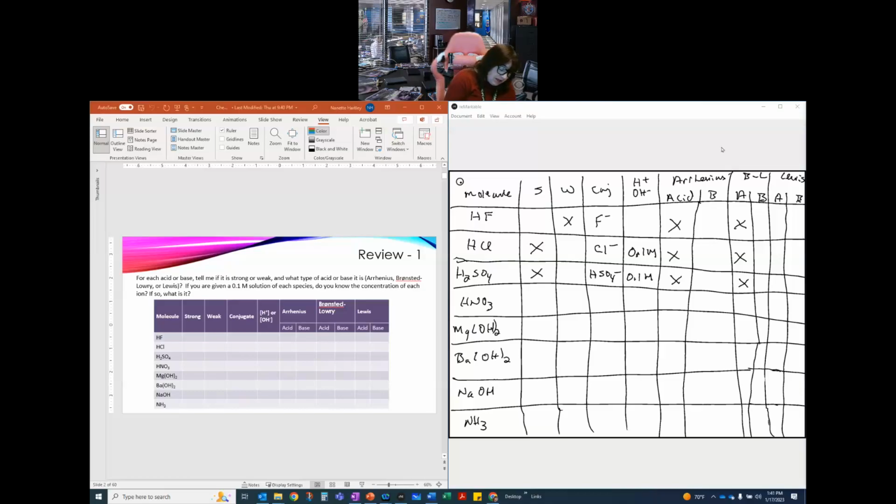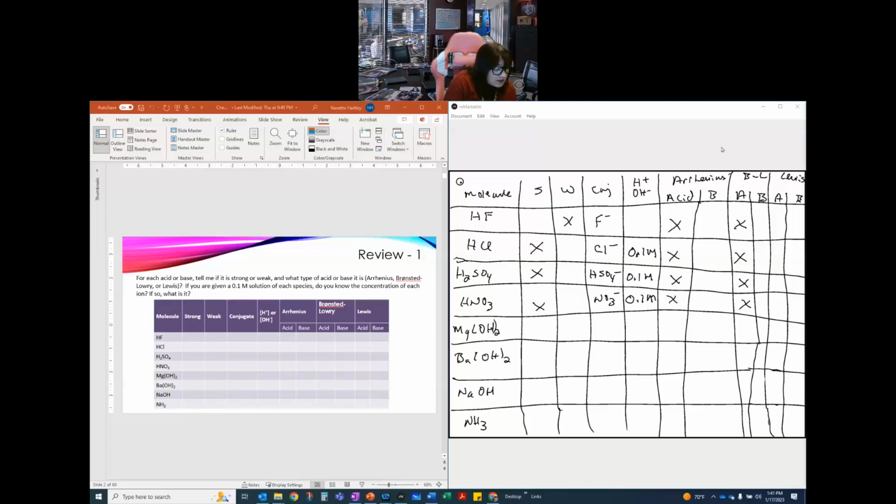HNO3 is also in my list of strong acids. So it's strong. Its conjugate is the NO3 minus. So we've lost that proton. That means that this one is also 0.1 molar. It donates a proton. Yes. Awesome.